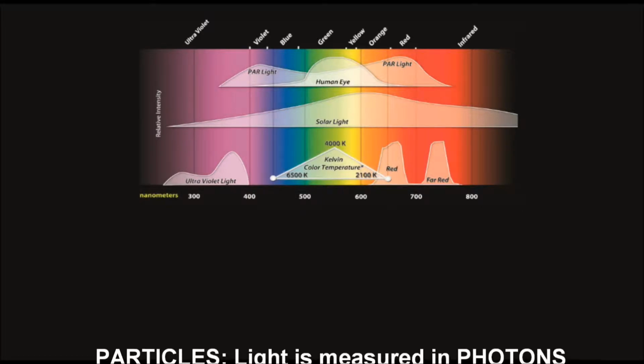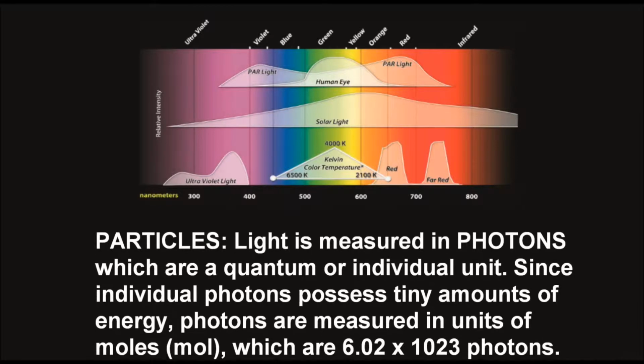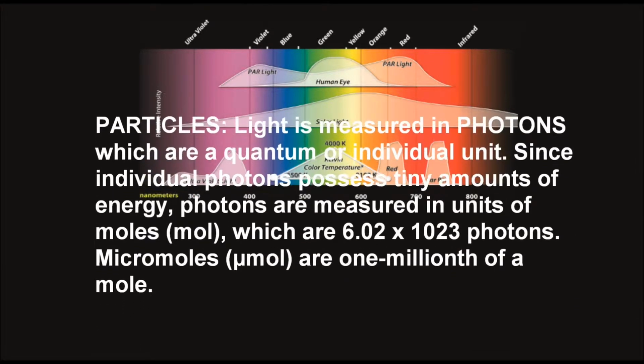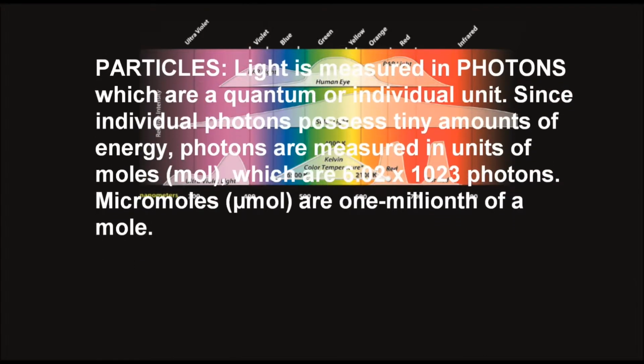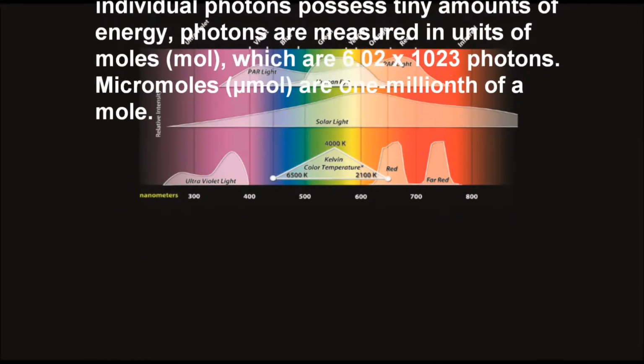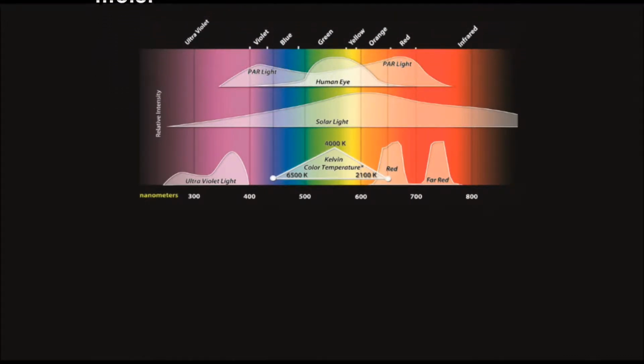Particles. Light is measured in photons, which are quantum or individual units. Since individual photons possess tiny amounts of energy, photons are measured in units of moles (mol), which are 6.02 x 10^23 photons. Micromoles (µmol) are 1/1,000,000th of a mole.